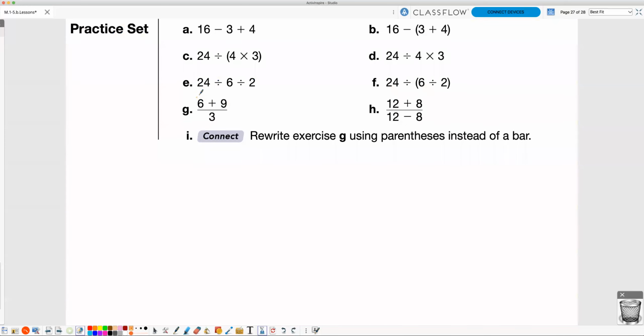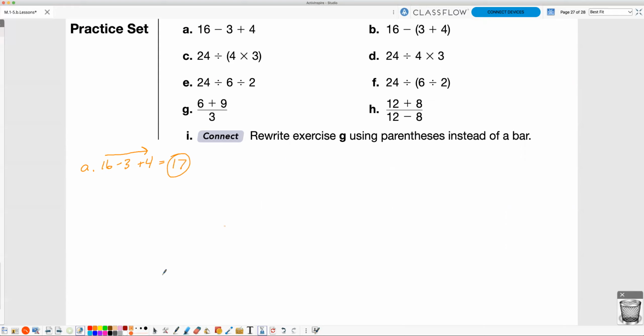All right, let's try some of these. Practice set. You have A, B, C, D, E, F, G, H, and I. Go ahead and do letter A. What's the answer for letter A? For A, you have 16 minus 3 plus 4. And I would just work from left to right in this case. So I'd just take 16 minus 3 is 13 plus 4 makes 17.